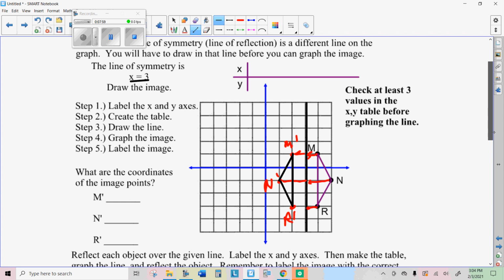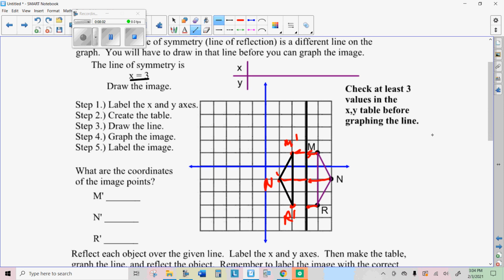Now, check this out. We're going to write the coordinates of the image points right here. I'll let you guys do that. So figure out what are the coordinates of those 3 points that I drew in there.